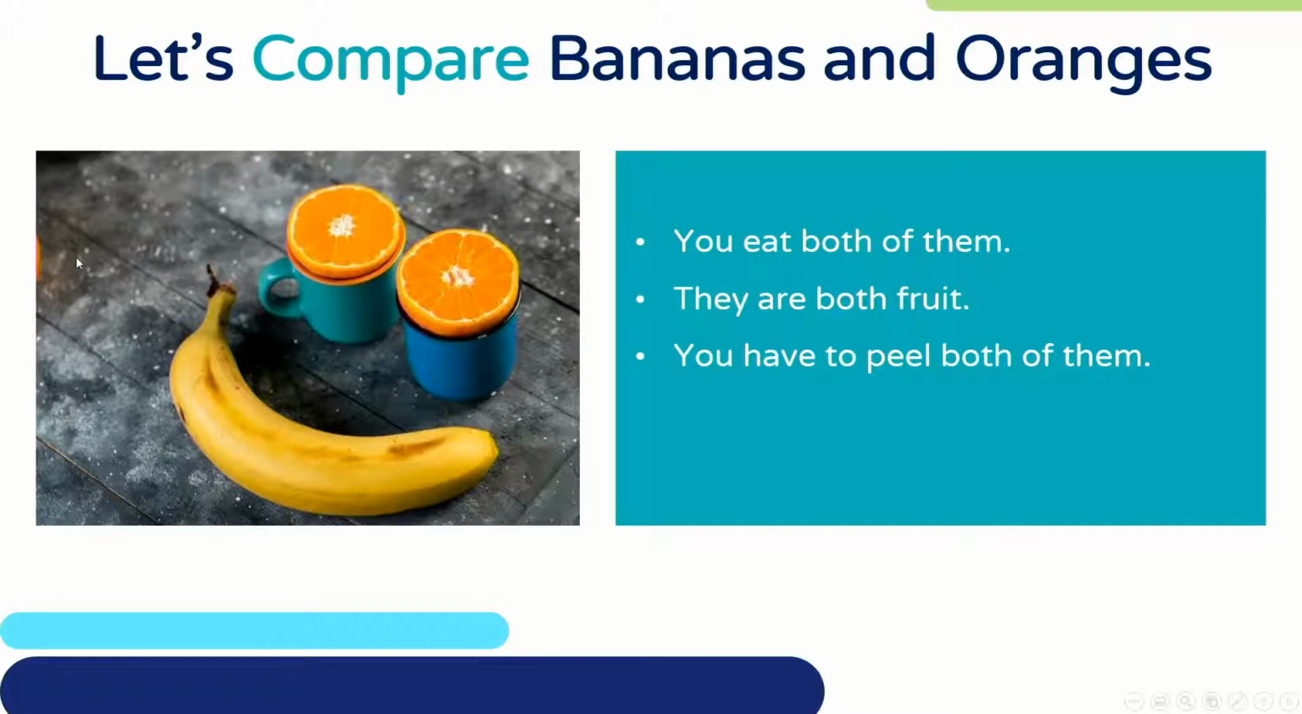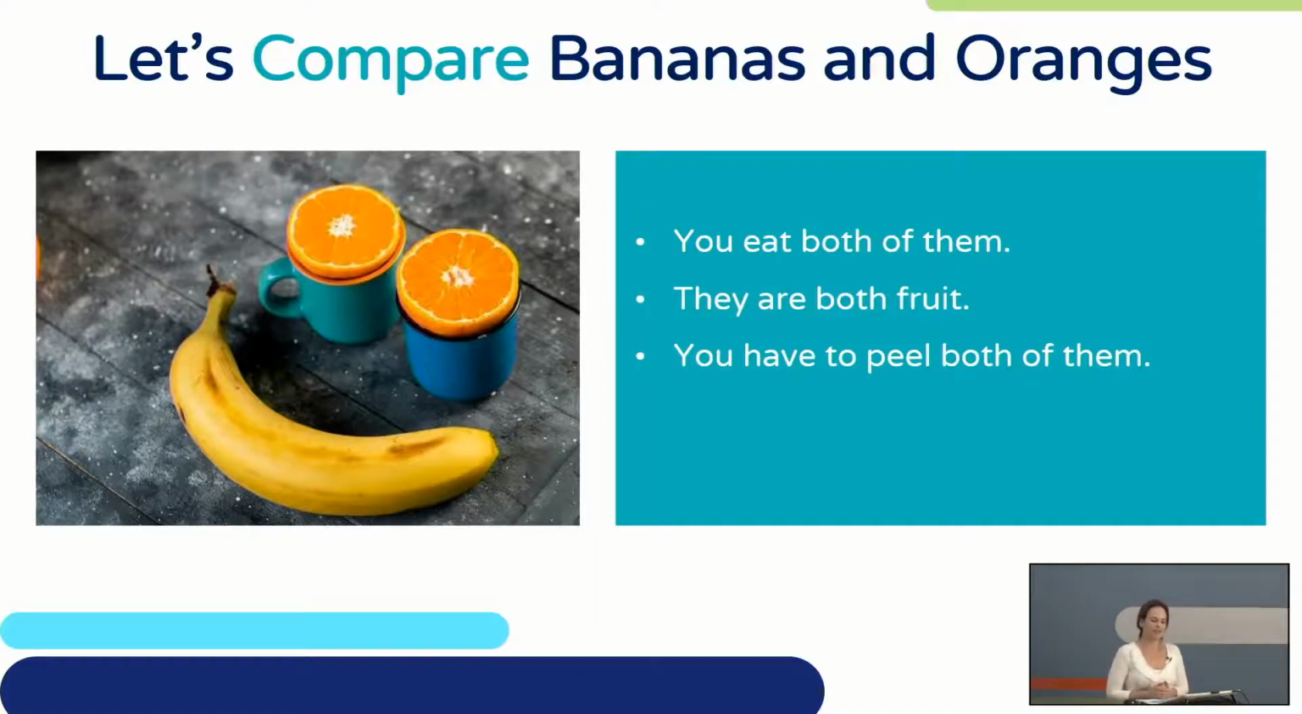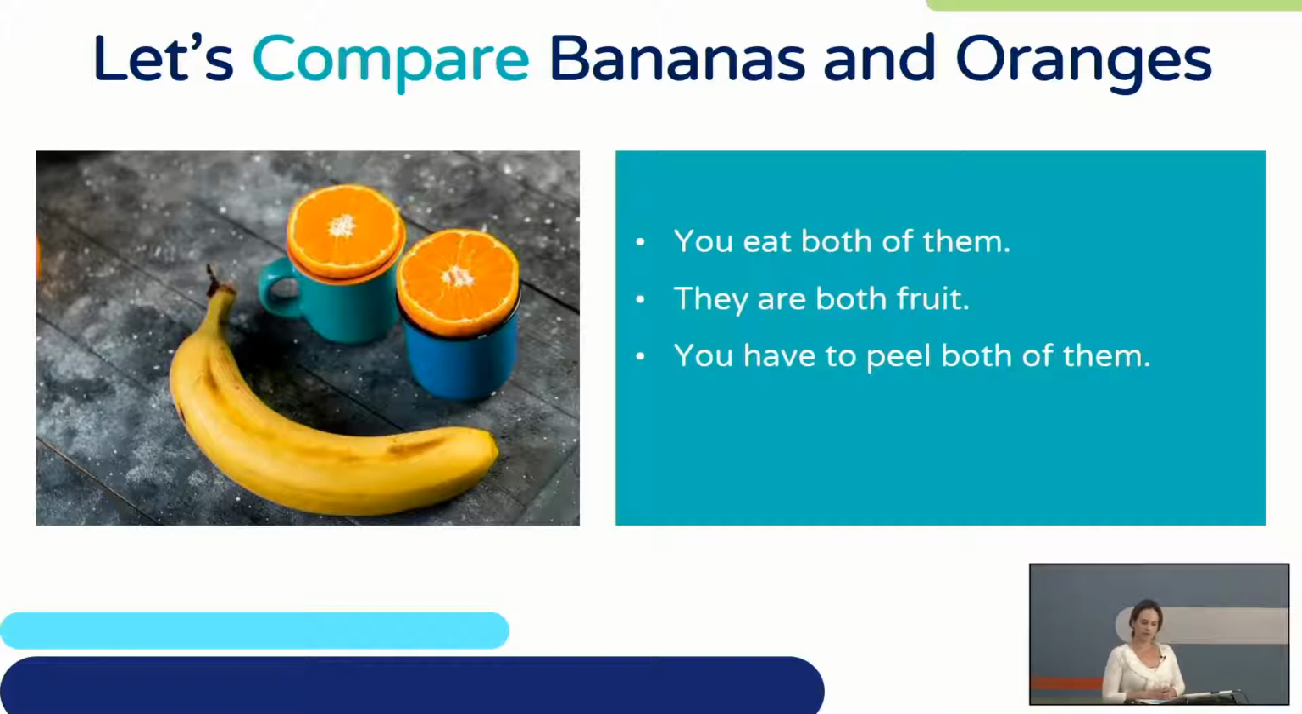Now, I want to take an example from two objects that I'm sure you all know quite well. Bananas and oranges. So, first, we're going to compare bananas and oranges. We are going to say how they are the same or similar to each other. So, these are my thoughts. I said you can eat both of them. They are both fruits. And you have to peel both of them, right? You can't eat the peel. The peel is not good. So these are the three things that I thought that bananas and oranges have in common.